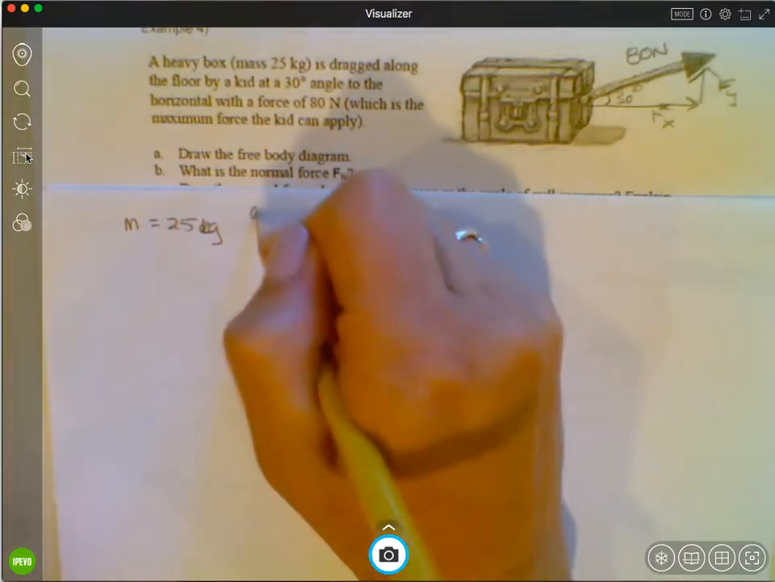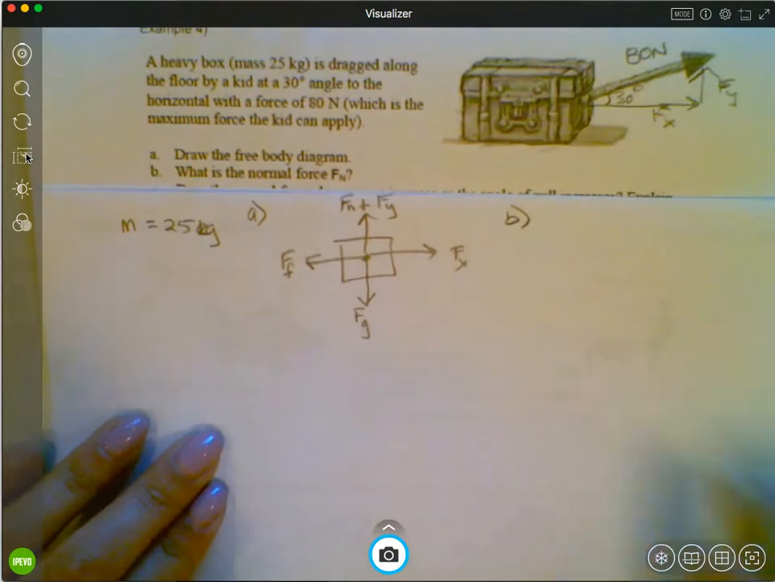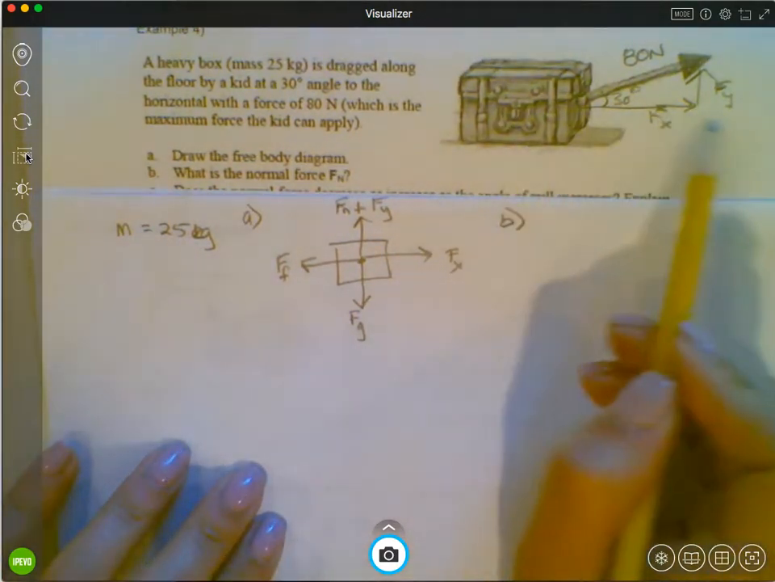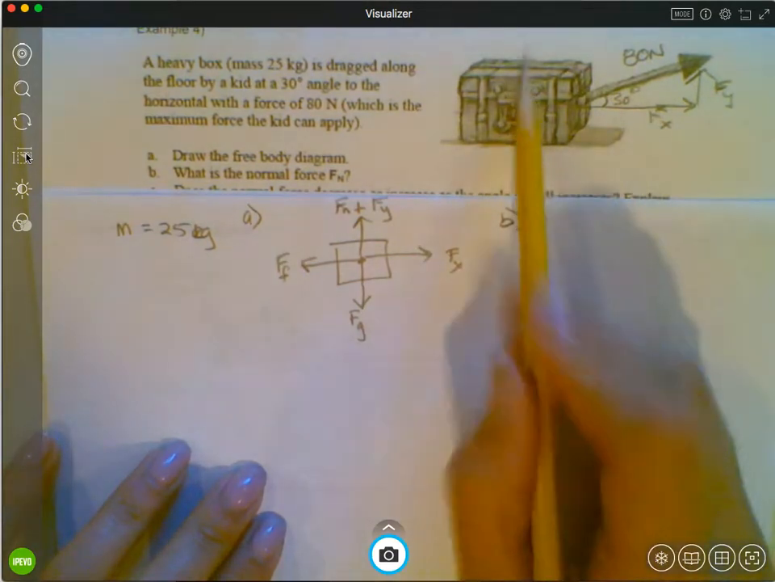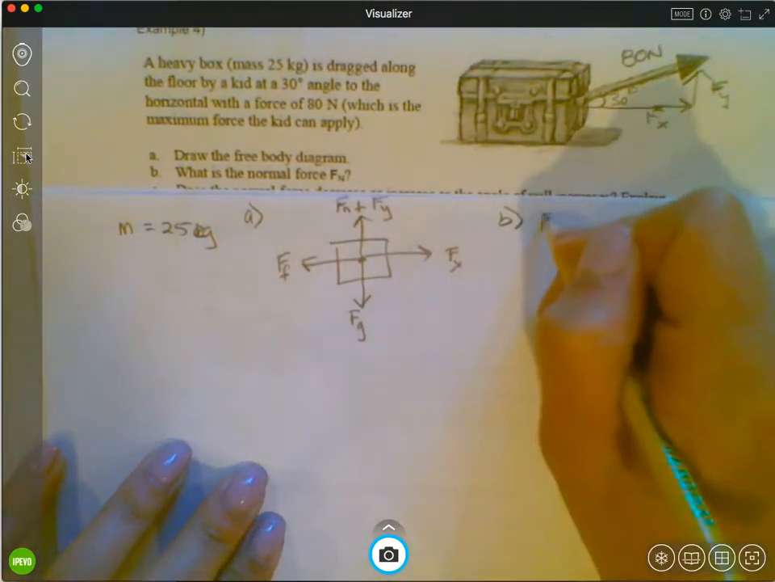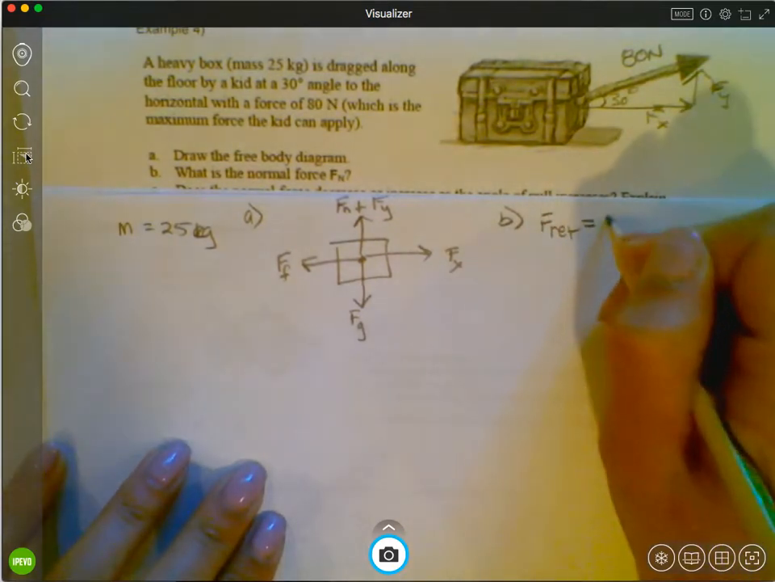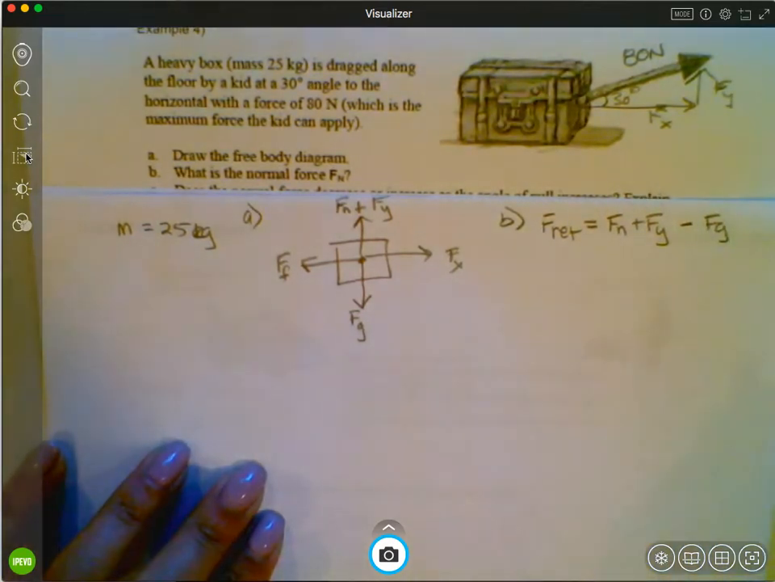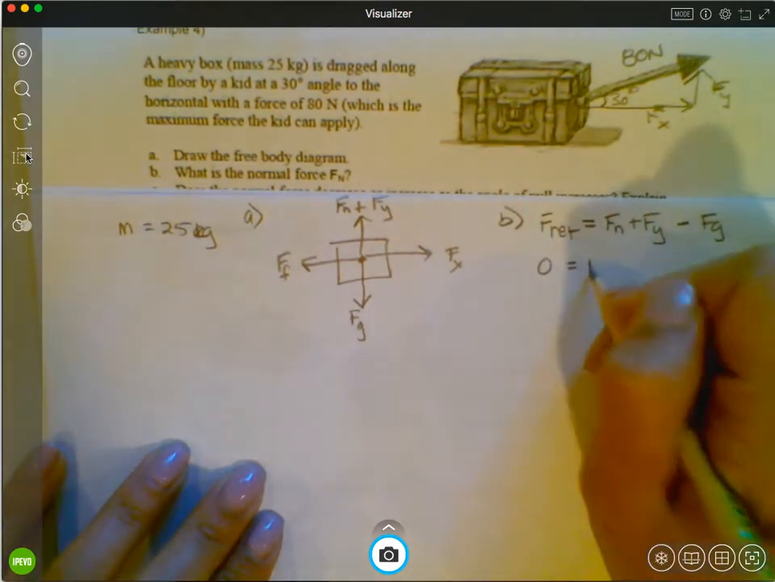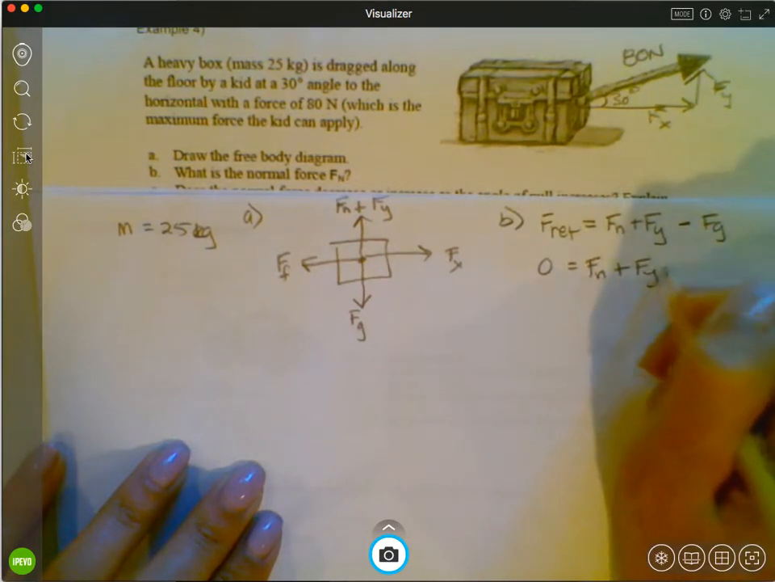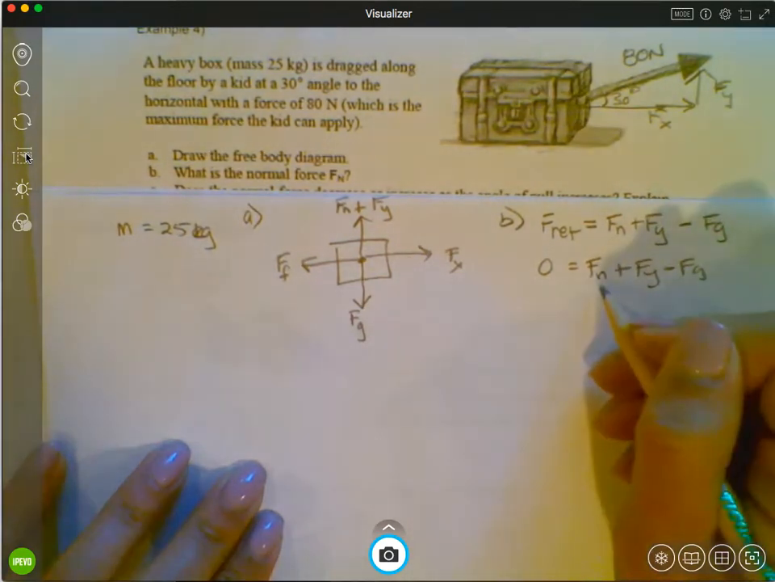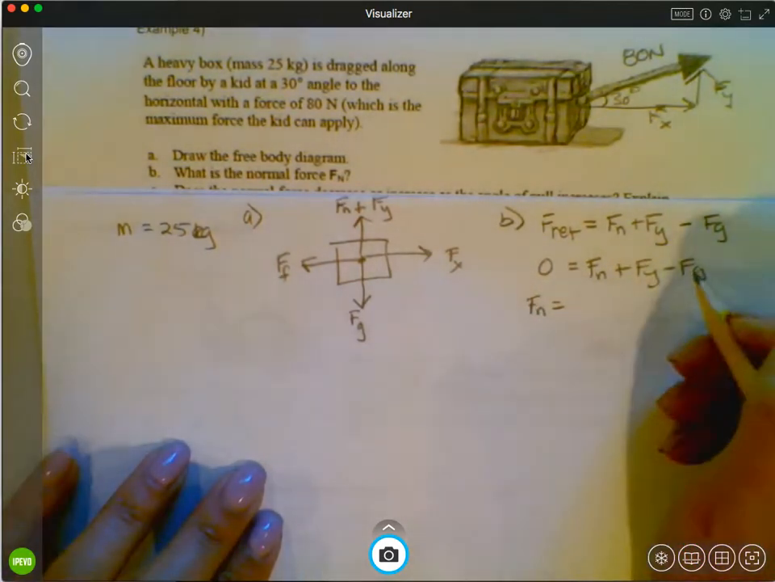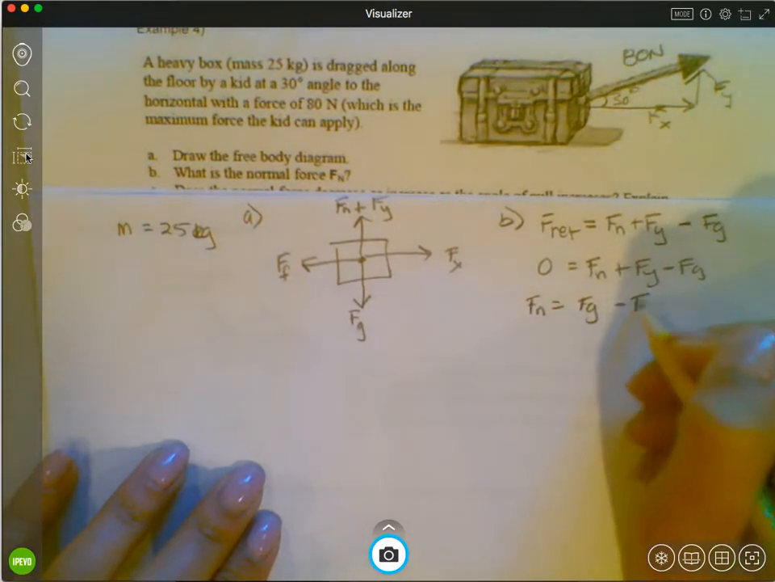Okay, B. So here's A. Let's go to part B. What is the normal force? Well, we know the box is being pulled in the x direction, so the y direction net force is 0. So I'm going to start by writing a net force equation in the y. Up forces minus down forces. I know this is 0. So that means if I want to solve for normal force, it's going to be equal to Fg minus Fy.